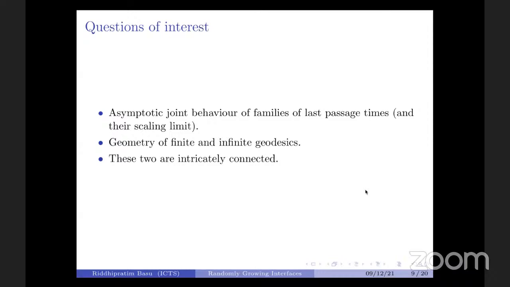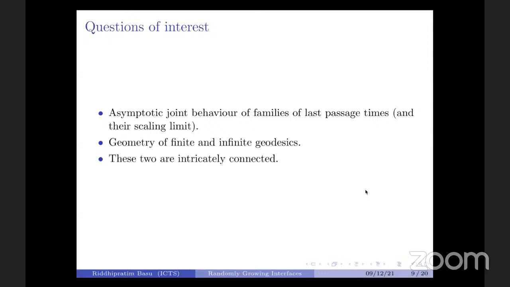So basic questions of interest would be to understand the random landscape formed by these passage times. That will let you understand this whole growth process as time increases, right? They are also believed to have some universal scaling limit. That is one kind of question that you want to understand if you want to understand this whole growth dynamics.